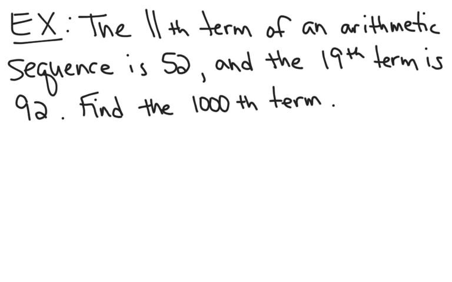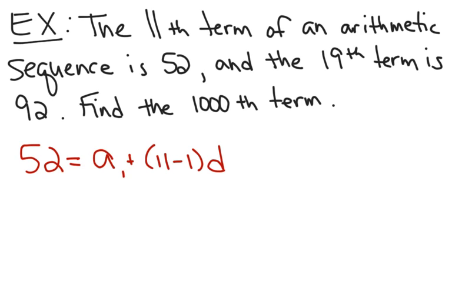The 11th term of an arithmetic sequence is 52, and the 19th term is 92. Find the 1,000th term. Well, in order to find the 1,000th term, it'd be great if I knew what the first term of the sequence was and the common difference. Right now, I don't know that. I just know that the 11th term is 52. Well, I can plug that into the formula because I know the nth term is 52 and I know n is 11. And I also know that the 19th term is 92, so n must be 19.